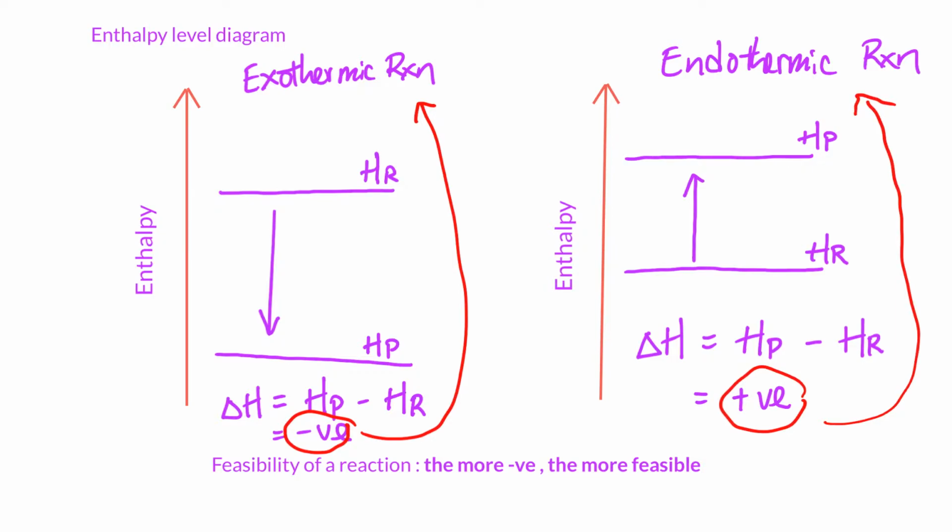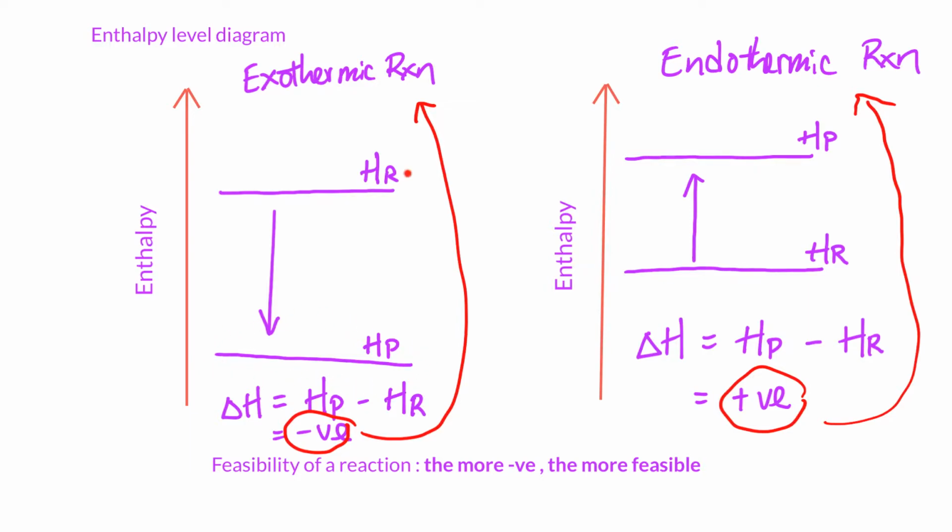One thing I want to draw your attention to is the feasibility of a reaction. That means if you leave the reaction at room conditions, is it easy for it to occur? The more negative the delta H, the more feasible the reaction will be, because we know that high energy things normally tend to go to a more stable level.